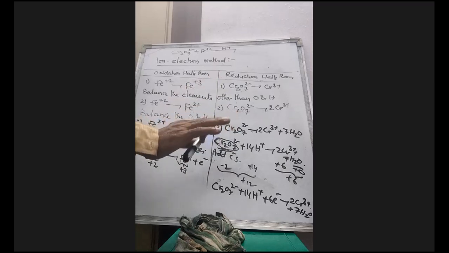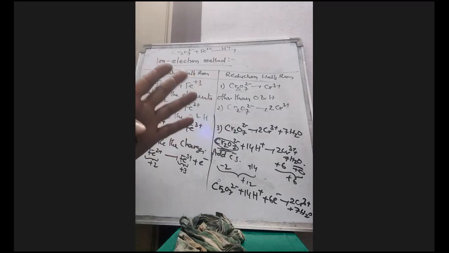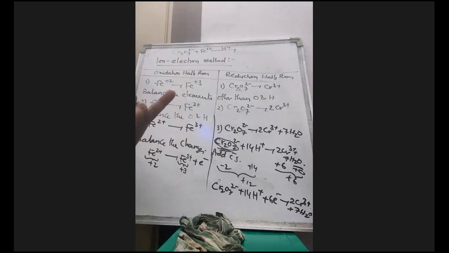So this is the third step, balancing of charges. To balance the charges, what do we have to do? We have to add electrons. Here two questions come up: how many electrons need to be added, and which side do we have to add them on?